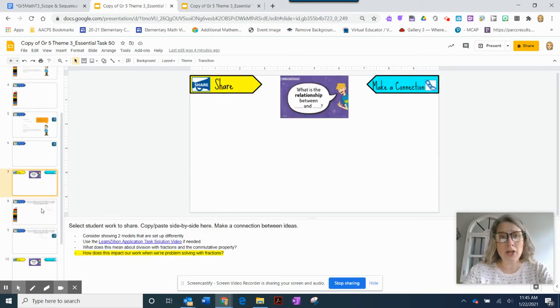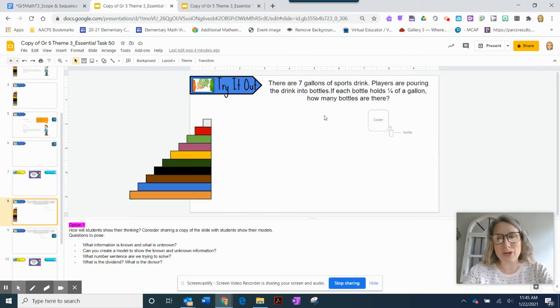From here, we're just going to go in. There's another word problem that they can practice, looking at the sports drink. And once again, we're making sense of the problem. What's our known? What's our unknown? What's our whole? What's our total amount? Are we partitioning it into equal groups? Do we know the amount in each group? Do we know the amount of groups?